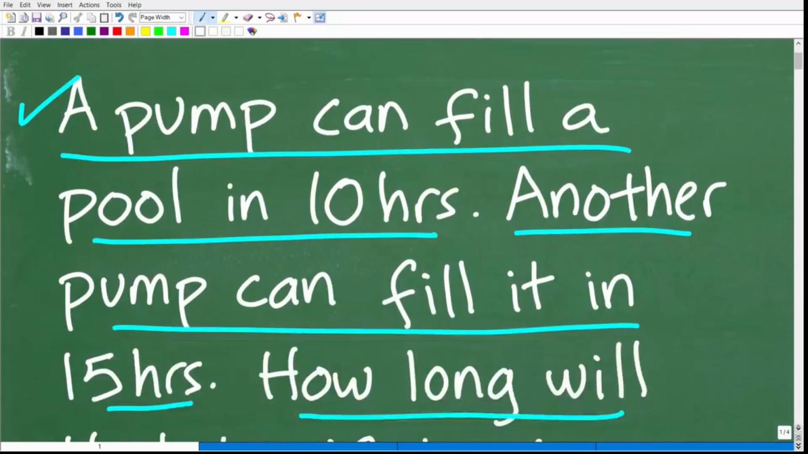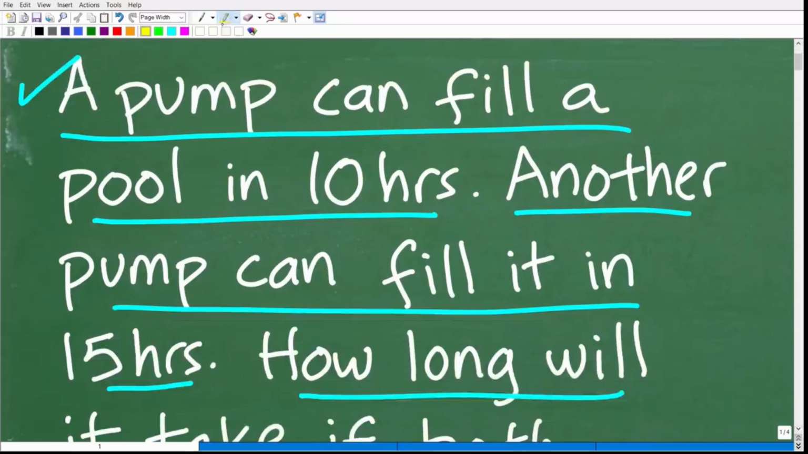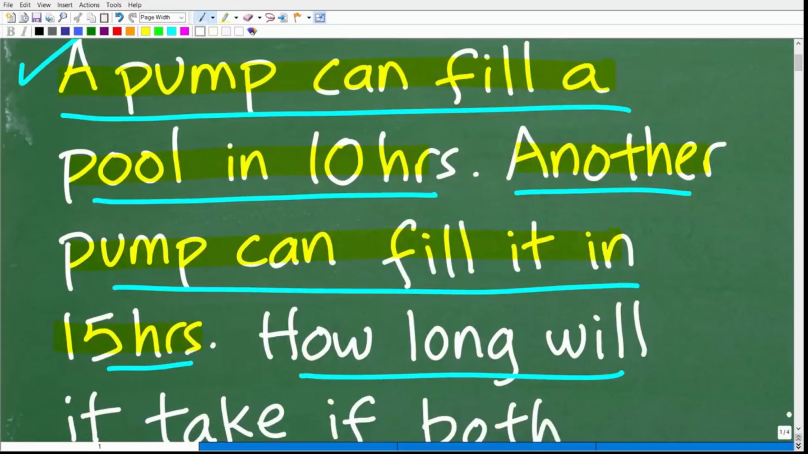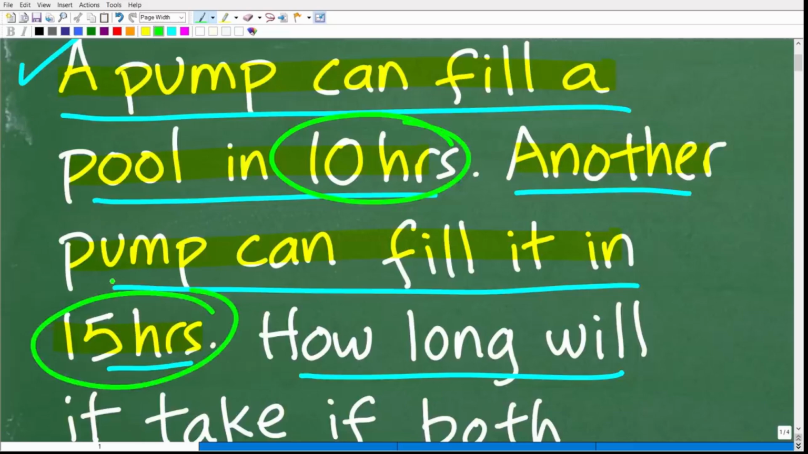Okay, so let's take a look at this problem one more time before I show you the answer. We have one pump that can fill a pool in 10 hours. And now we have another pump that can fill the pool in 15 hours. If both of these pumps are working together, you might say, well, maybe I'll take the average of these two times: 10 plus 15, add these up, divide by 2. Maybe that's the answer. Well, no, that is not the answer. That wouldn't make sense, right?